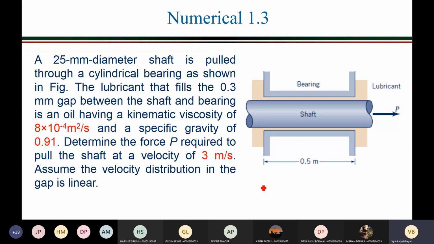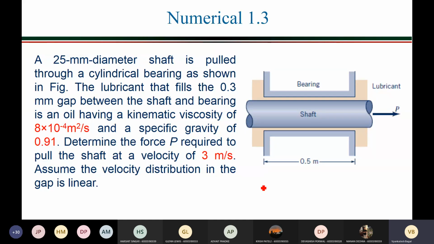The problem statement is: a 25 mm diameter shaft is pulled through a cylindrical bearing as shown in the diagram. The lubricant that fills the 0.3 mm gap between the shaft and the bearing is an oil having a kinematic viscosity of 8 into 10 raised to power minus 4 meter square per second. Remember, kinematic viscosity is given and not dynamic. And the oil also has a specific gravity of 0.91. So specific gravity of the oil is given, not density. I hope you know what is specific gravity.